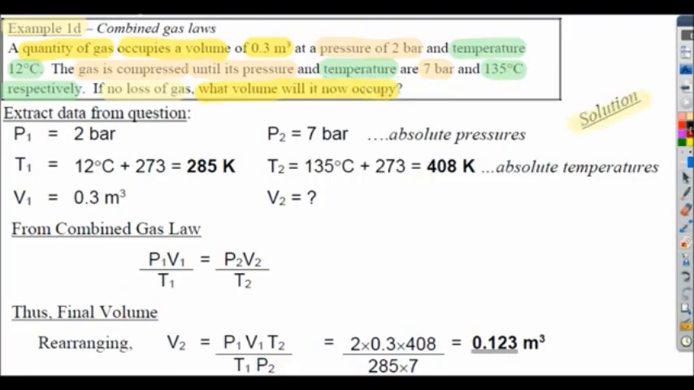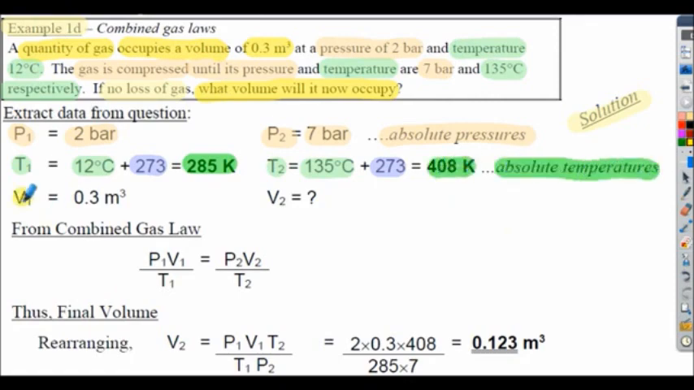Here's our solution. So extract the information from the question. P1 we can see is 2 bar, P2 is 7 bar, those will be absolute pressures. T1 is 12 degrees C, converting that to K here, and T2 is 135 degrees C, again converted to K, or absolute temperatures. Volume V1 is given as 0.3 meters cubed. We've got to find V2.